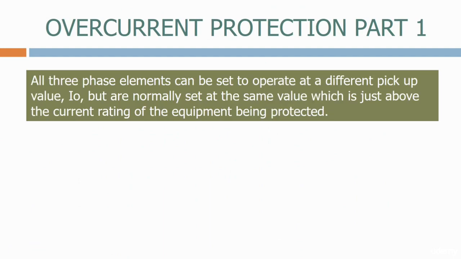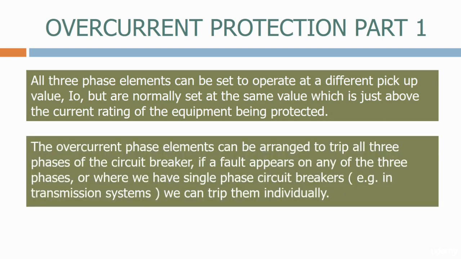All three phase elements can be set to operate at a different pickup value, IN, but are normally set at the same value, which is just above the current rating of the equipment being protected. The overcurrent phase element can be arranged to trip all three phases of the circuit breaker if a fault appears on any of the three phases. Or, where we have single phase circuit breakers, for example in transmission systems, we can trip them individually.